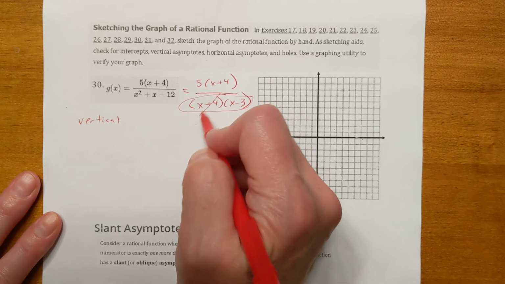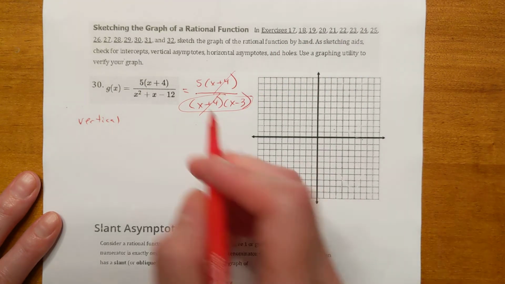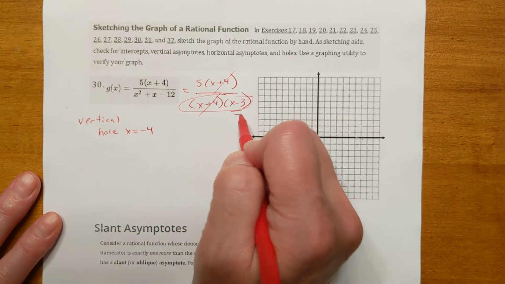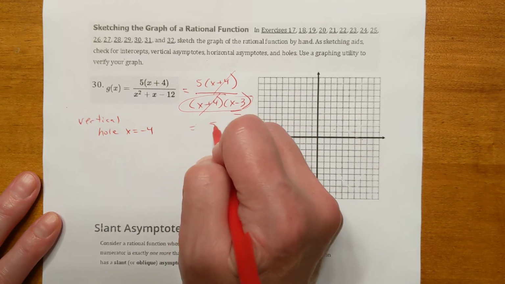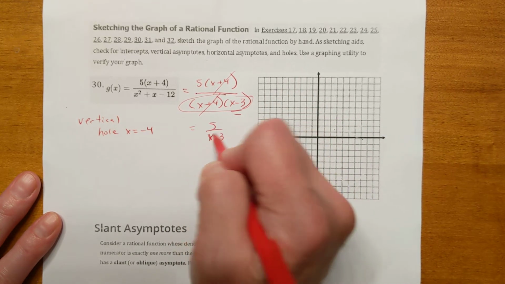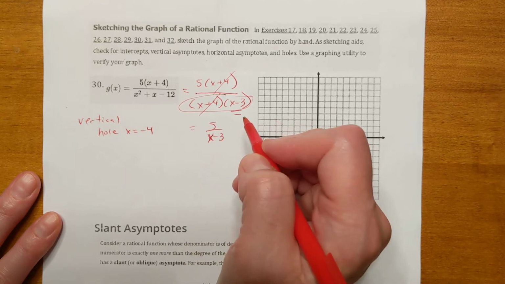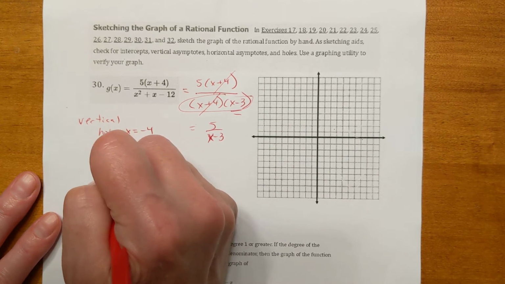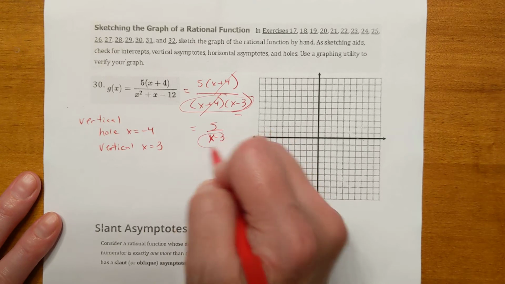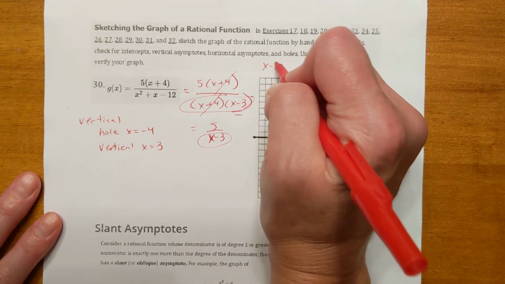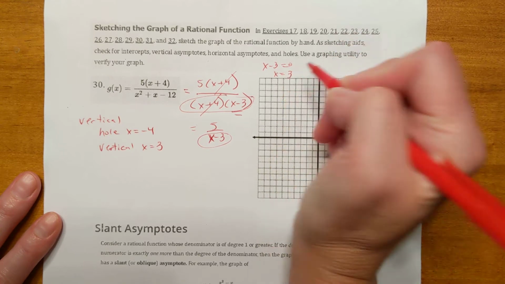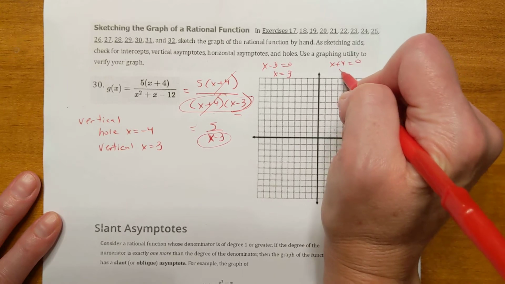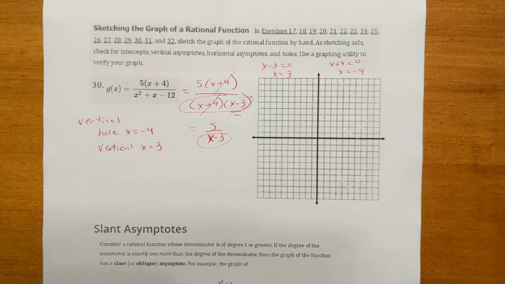And notice the x plus 4 cancels out. So we have a hole. There's a hole at x equal to negative 4, and then we still have 5 over x minus 3 left over, even canceling out the hole. And so we have a vertical asymptote at x equals 3. And again, that's from setting that equal to 0 and solving it. x minus 3 equal to 0 makes x equal to 3. Likewise, x plus 4 equal to 0, move the 4 over and it makes it negative 4, so there's a hole at negative 4.